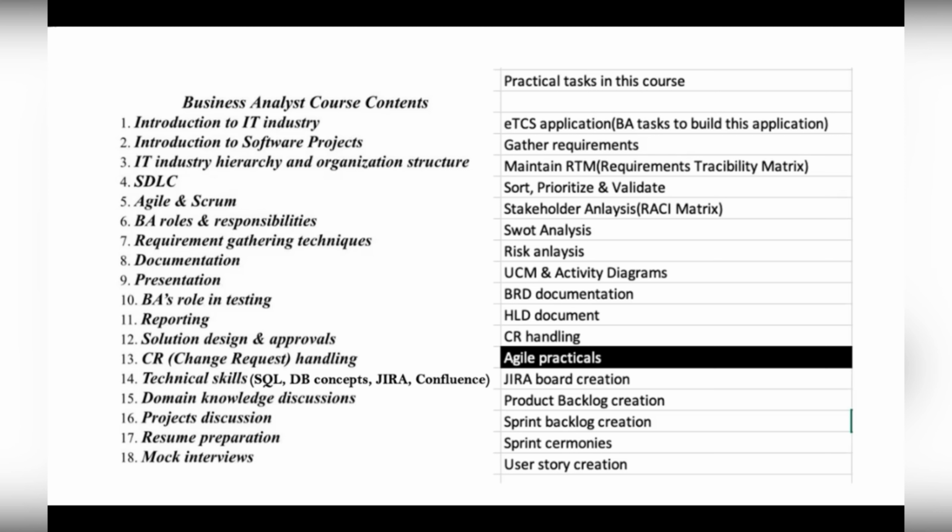The 13th one is a really important chapter. It's the change request chapter, called CR handling. A change request is when your project planning is done, you know what to build and how to build a software application, what all features you have to build, and suddenly the client takes a U-turn.